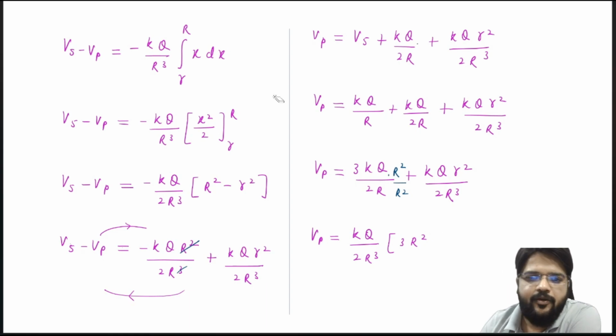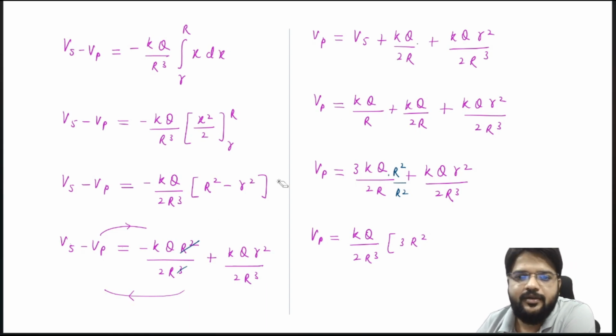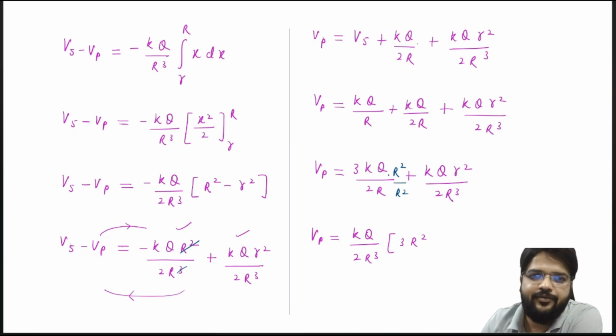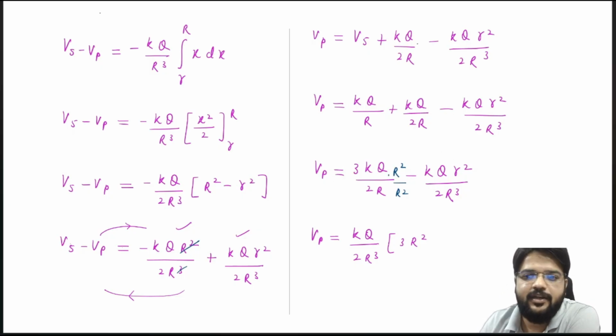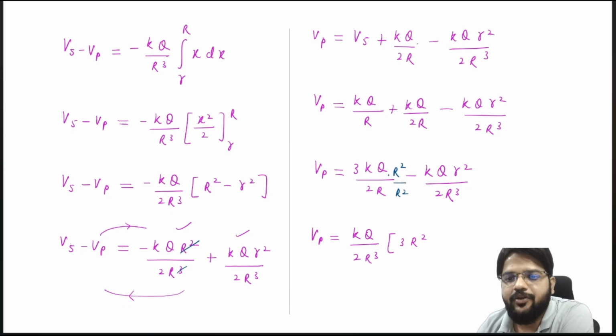here, when it is going correct, Vp equal to we are writing Vs minus. This term is getting plus, everyone, but this term will become negative when it is going toward the left. So here should be a negative sign. Then finally we are getting KQ by 2RQ, 3R square minus R square. This is the final result, everyone.